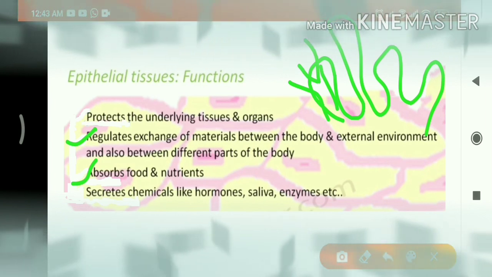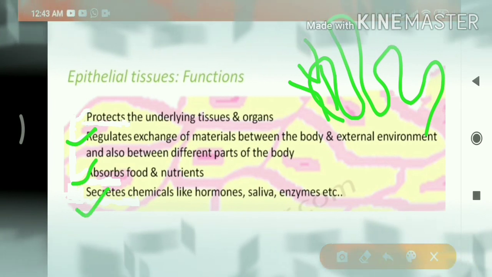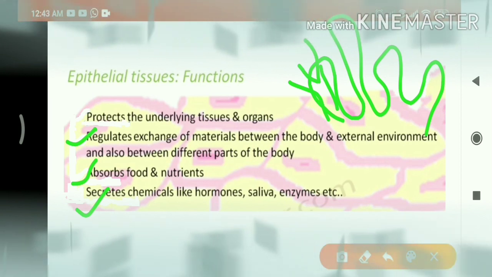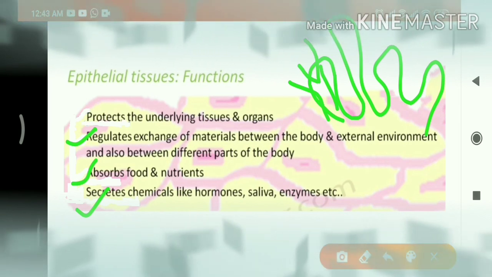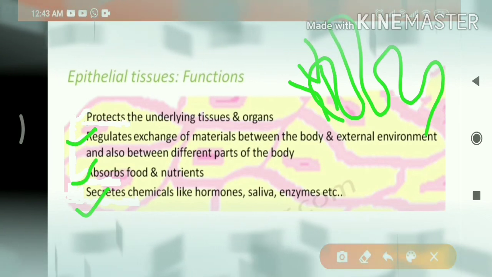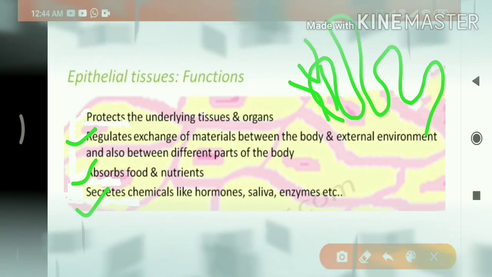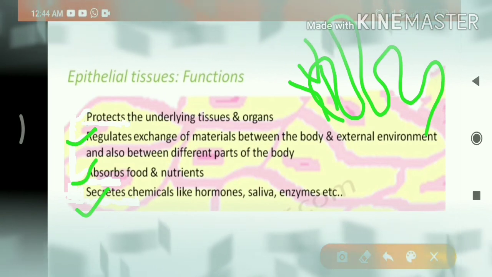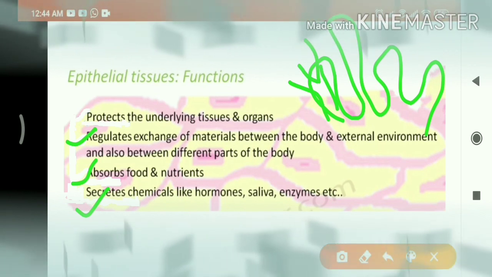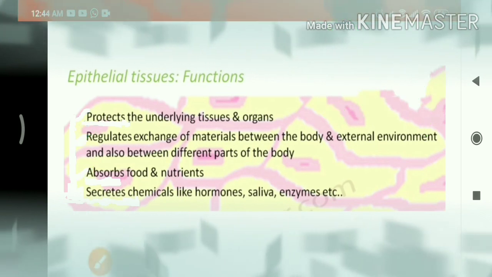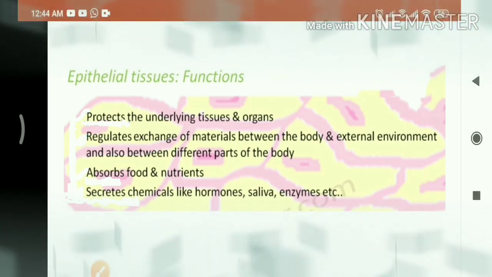After the digestion of food in the intestine, only the nutrients are present. In the intestine, these nutrients are absorbed by the blood, right, and then transported all over the body. So absorption of food and nutrients, how they are absorbed from the lining of the small intestine into the blood, how these nutrients come out inside the blood, is with the help of epithelial tissue.